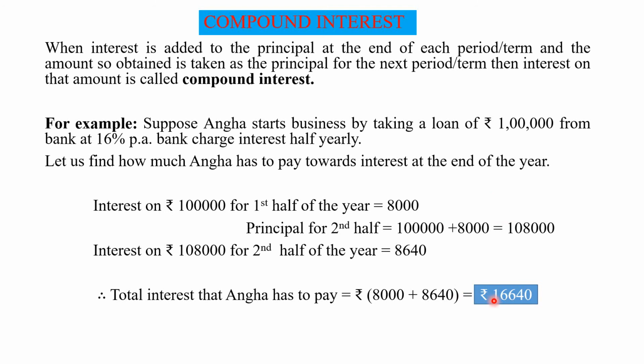So the difference between compound interest and simple interest is 16,640 minus 16,000, which is 640. So this concept is known as compound interest.